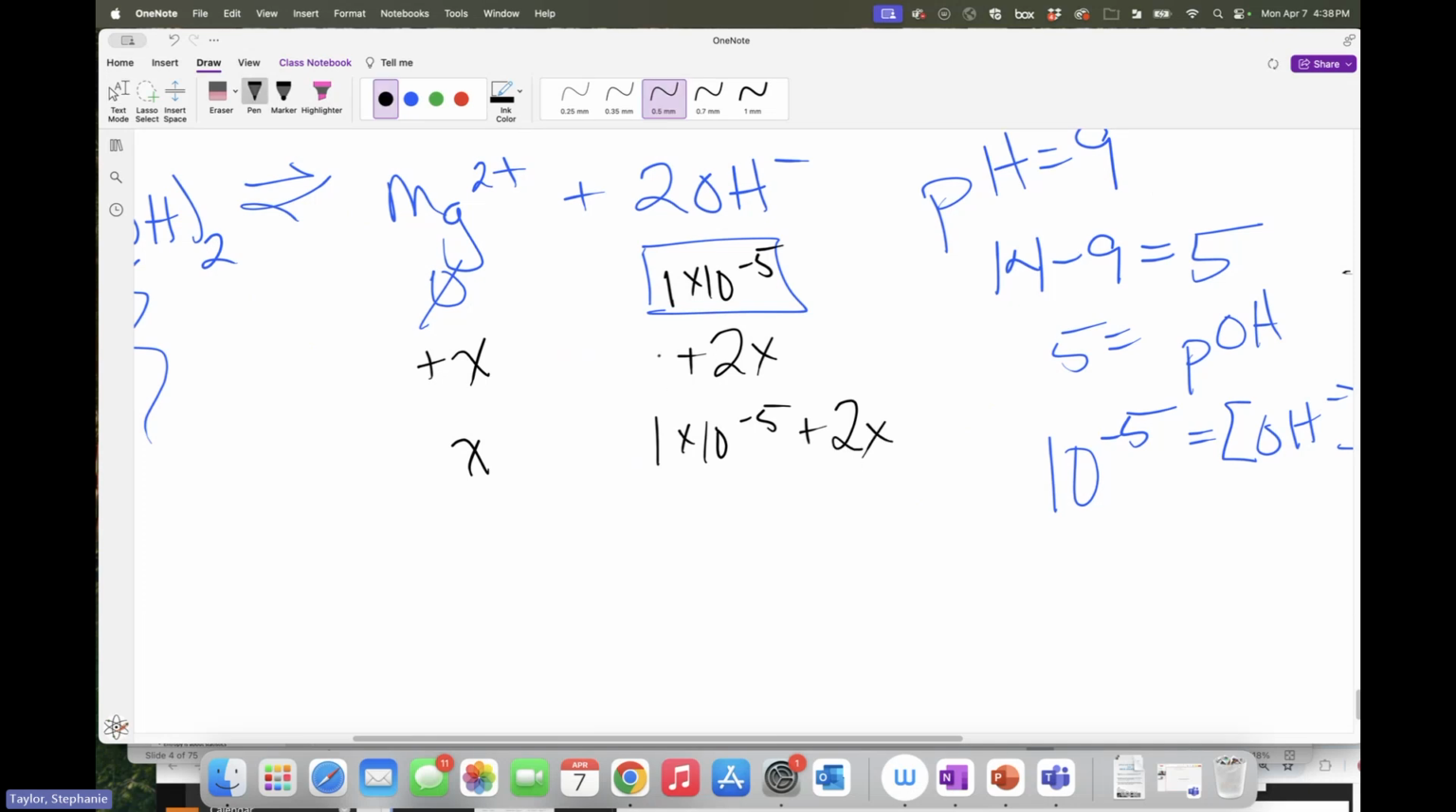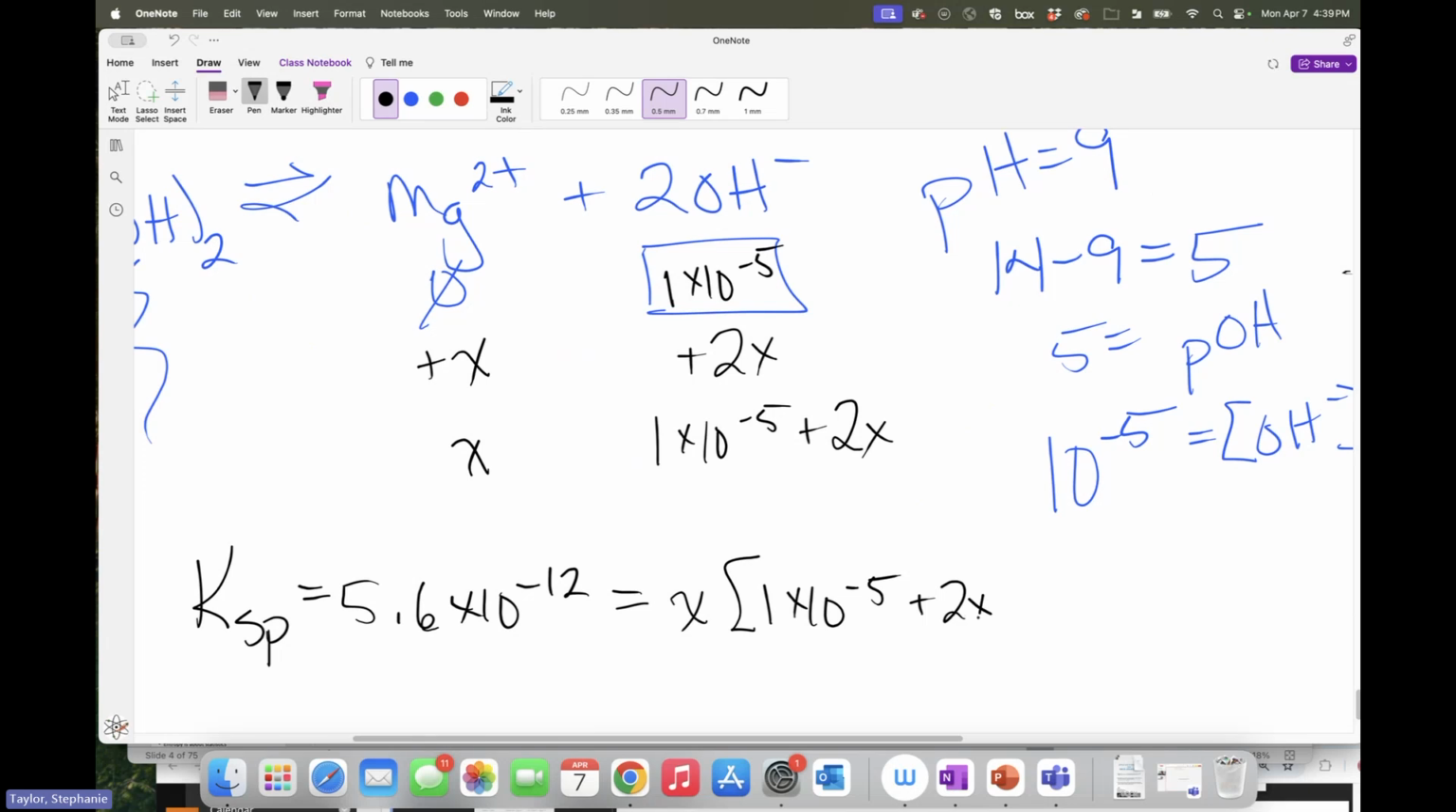Now, I'm going to make an assumption here. And to be honest, this might be an oversimplification. I don't think it is. Because I have that 5.6 times 10 to the negative 12th, this x is still going to be really, really small. I am still going to use the x is small approximation. So when I do that, I get to assume that this x is 0.